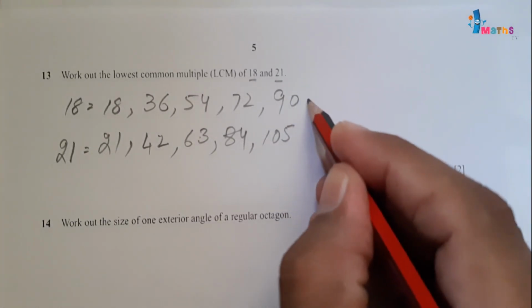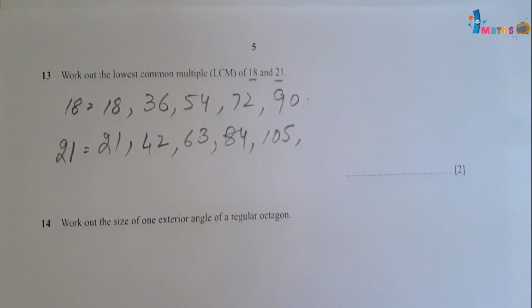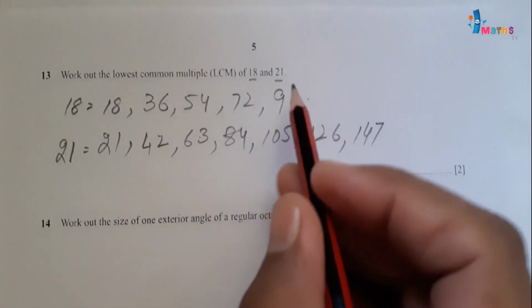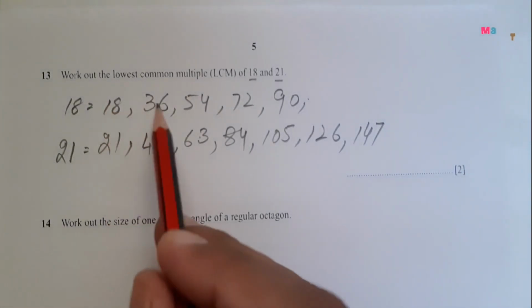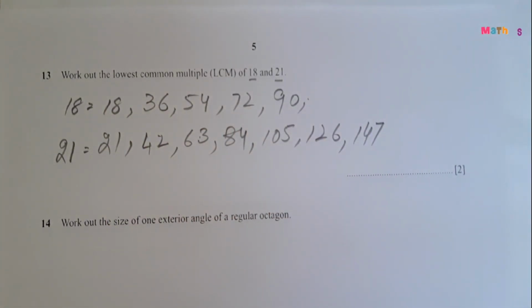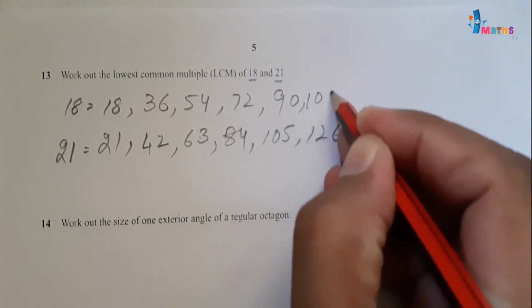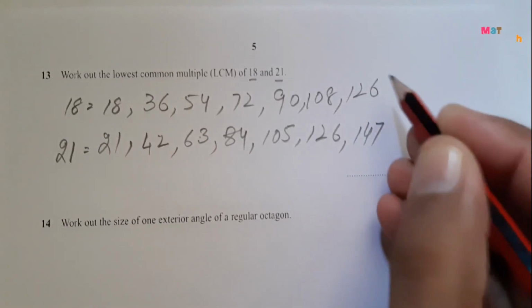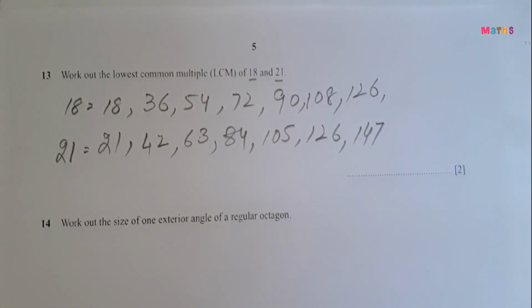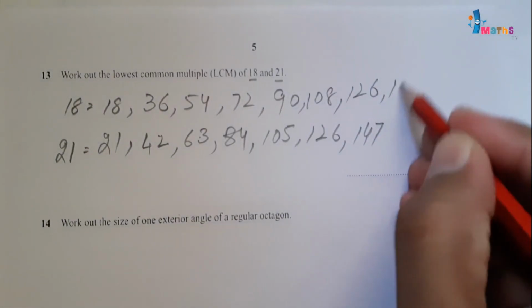Till now there is no common, so 21 multiplied by 6 will be 126, and 21 multiplied by 7 will be equal to 147. We can extend the multiples of 18 as well, so 18 multiplied by 1 2 3 4 5 6, so 18 multiplied by 6 will be 108. Then 18 multiplied by 7 will be equal to 126, and 18 multiplied by 8 will be equal to 144.